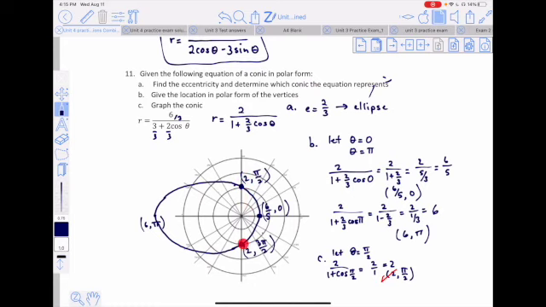And then because of symmetry, we have a point that's reflected down here, but you could also just plug in 3 pi halves. If you were to plug in cosine of 3 pi halves, we still get 0 for that. 0 plus 1 is 1, 2 divided by 1 is 2, so we also have a point 2 comma 3 pi halves. And then for part C, graph the ellipse through those points, the two vertices here, and we had 2 other points to help get us a better shape of the graph.